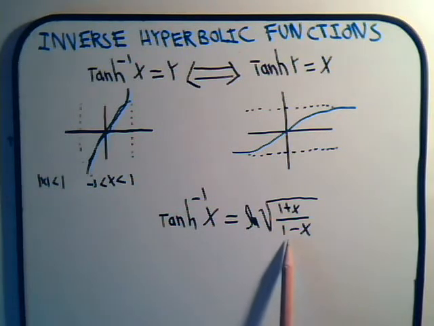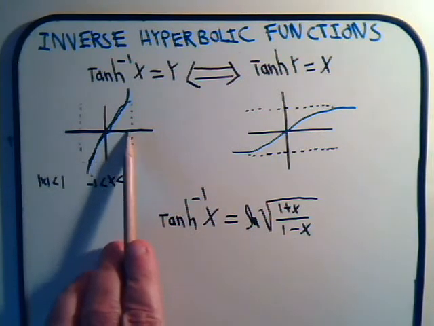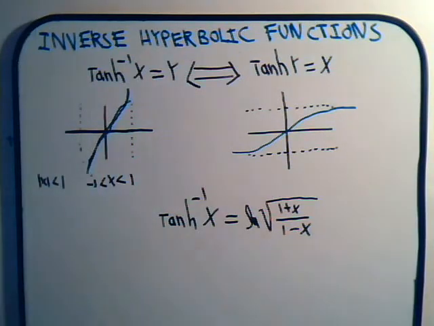Now down here in the denominator we have 1 minus x. We have to be careful that the denominator doesn't blow up on us. But x, remember, is restricted to these values here, so that doesn't pose a problem for us. So we're okay with that.